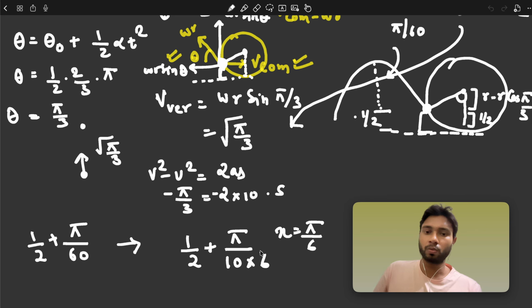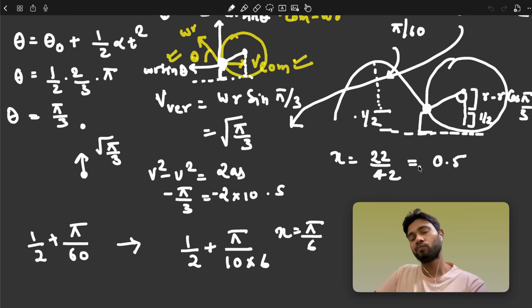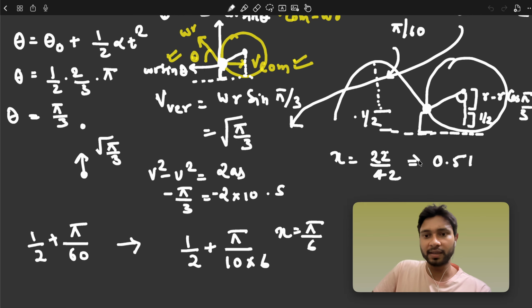Okay, so what will be x? We can write pi as 22 by 7, so this is approximately 0.5. Something like 0.51 or 0.52. Okay, so here is the answer. For a single digit, we can write it as 0.5.